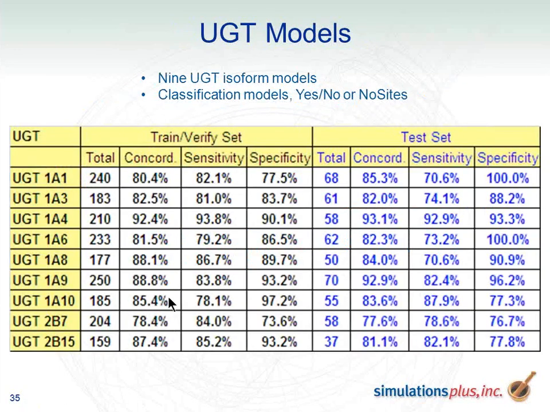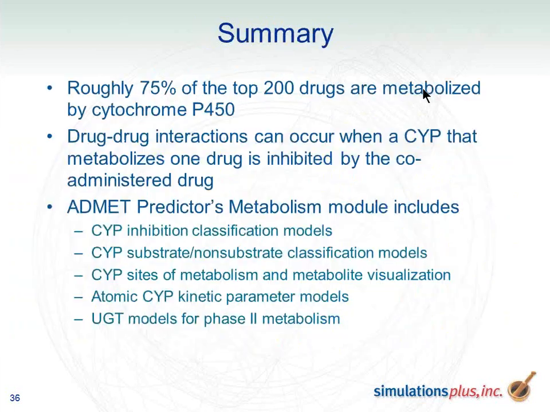These are our 10 UGT models. Again, we have the number of compounds in the test set, in the training set, the number of total compounds in the test set, and then the various concordance, sensitivity, and specificity on the various models. Now, a model can also predict, so the results can either be yes, no, or the molecule simply has no sites for UGT.